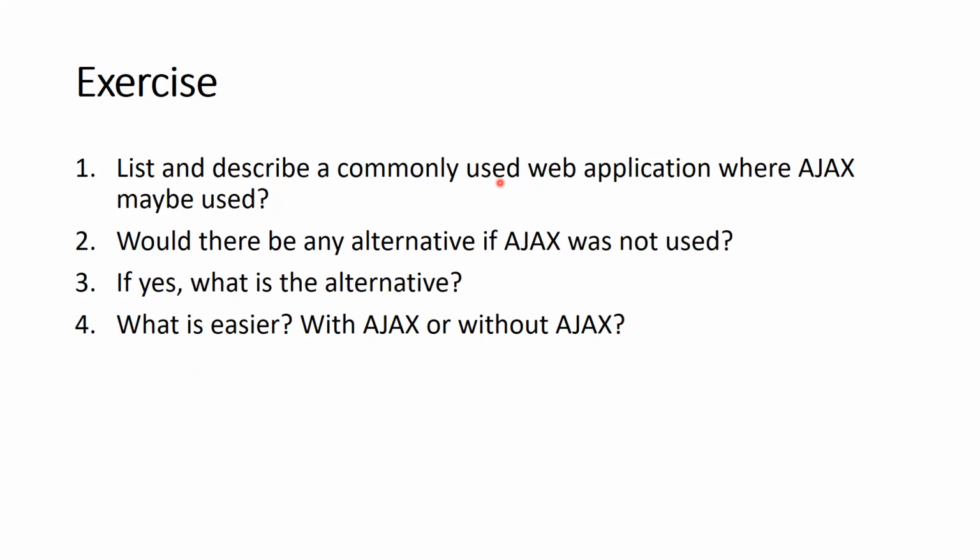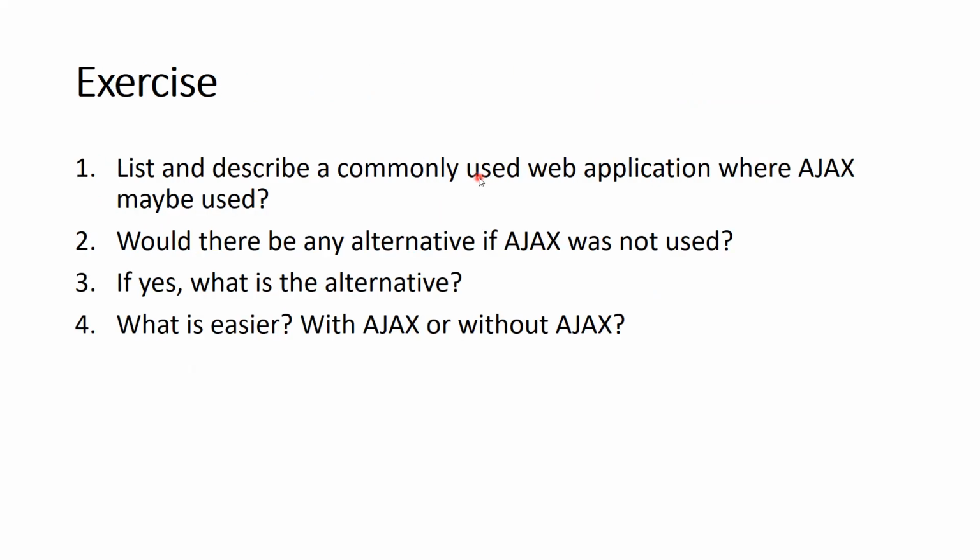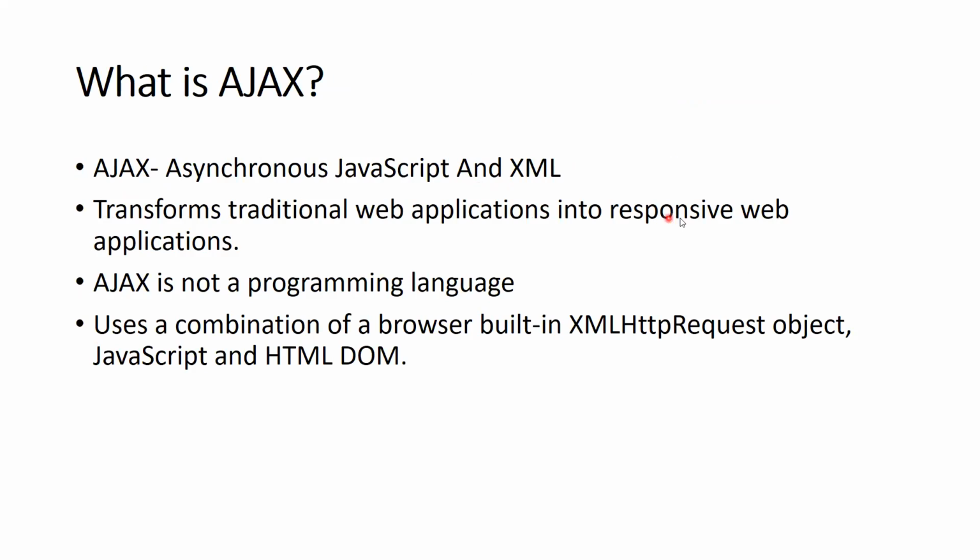Now, from what we have learned earlier in the previous 2 slides, one of the common things we have talked about is this: automate tasks. Refreshing of web pages is not required. Now, if we think very carefully, let's think of a place whereby a website is responsive. We've talked that AJAX transforms traditional web applications into responsive web applications. So a website needs to be responsive first.